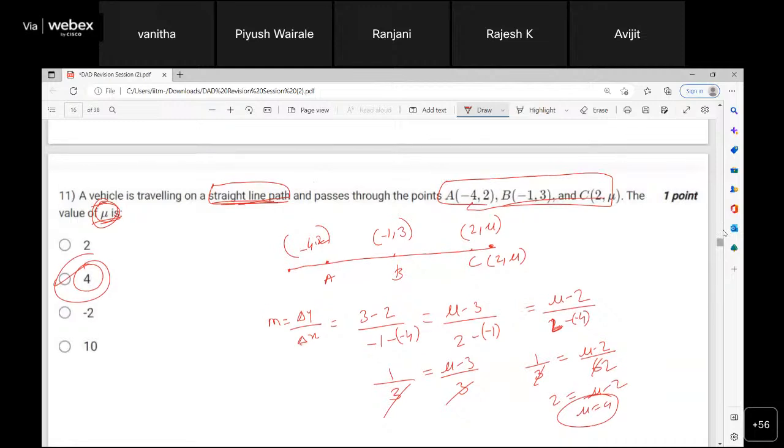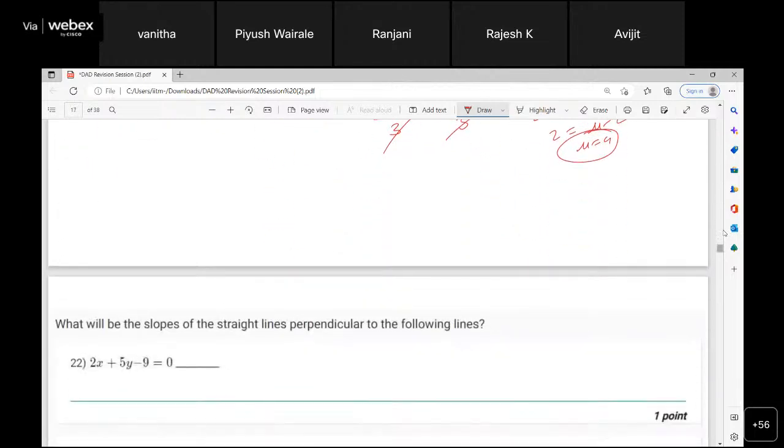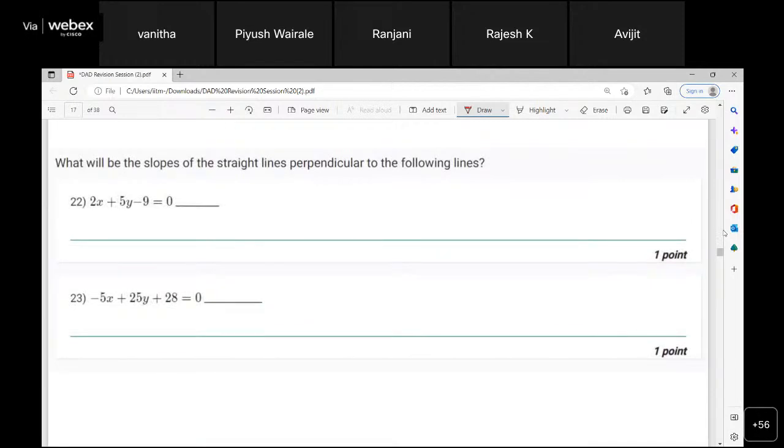This concept. Okay. So these 2 questions, just solve them quickly. Find the slope of the straight lines perpendicular to both these lines. What is the slope of a straight line perpendicular to the following lines? First you need to find the slope of this particular line, and we can use the formula m1 into m2 equals minus 1, right? So what is the slope of this particular line?